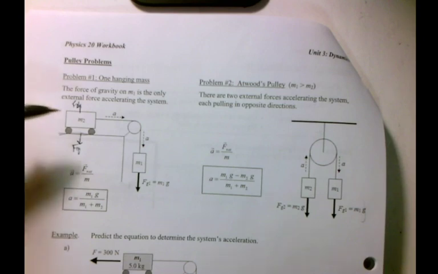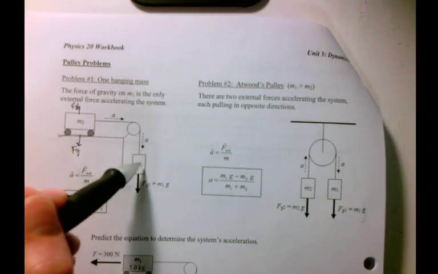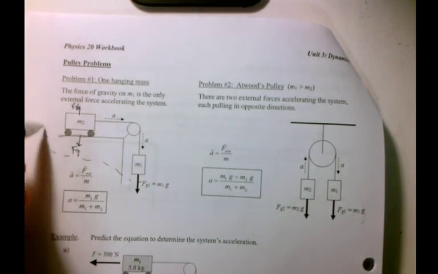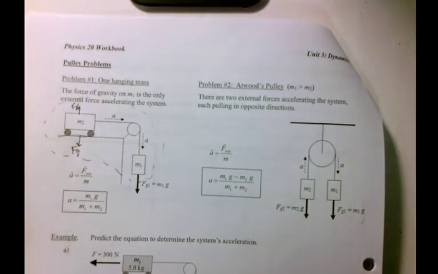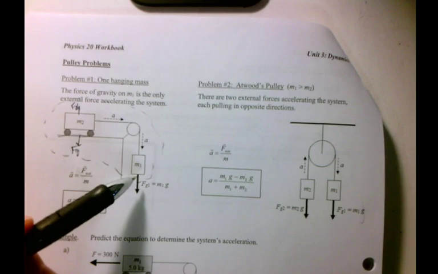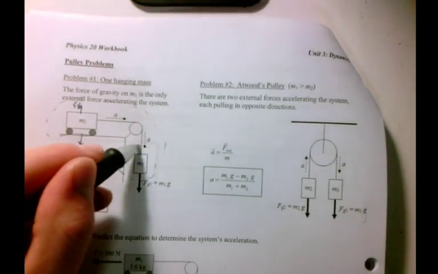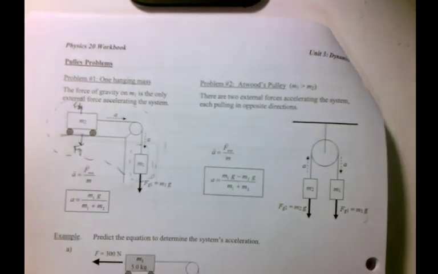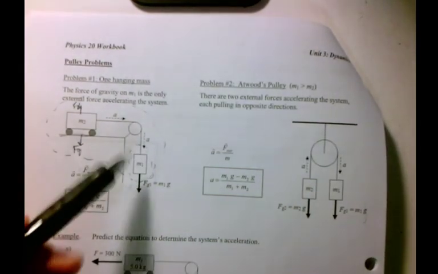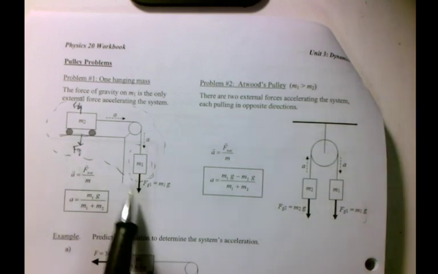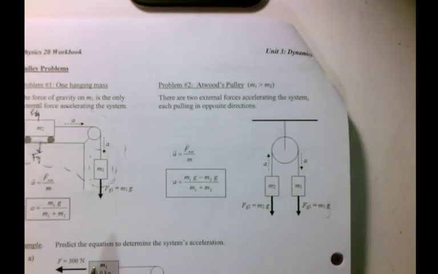Our cart is still accelerating to the right because of this mass. So the system that we're really looking at here would be this entire thing, where the force of gravity is the only external force. And once we find the acceleration of the system, then we could look at just that mass and find the tension in the rope, which would be the same at each point. That'll become more clear when we get into some examples. So one hanging mass is one type of problem.